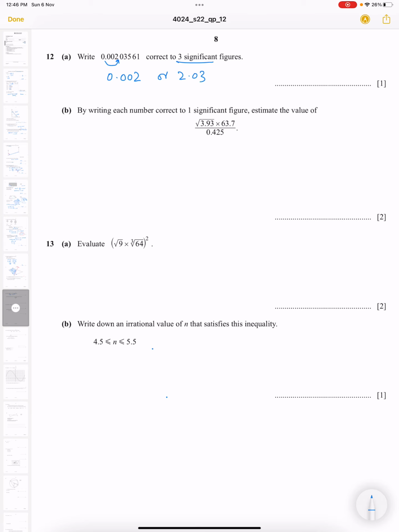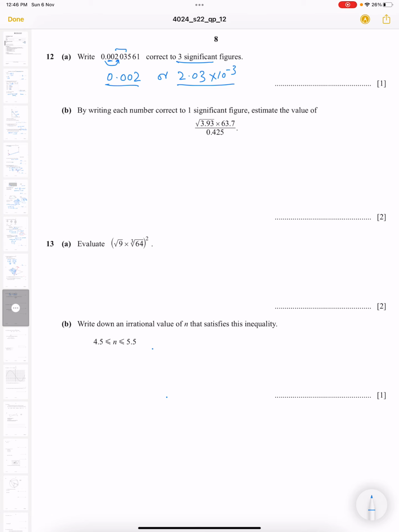Now in this case, these 3 digits will become significant because those 2 zeros are eliminated because of movement of point. As point has moved 3 decimal places to the right, so that will become 2.03 times 10 to power minus 3. Both of these forms are correct. If it is mentioned that you have to write down standard form, then this should be the answer, but both answers are correct to 3 significant figures.